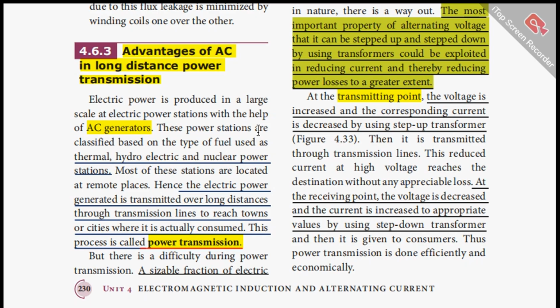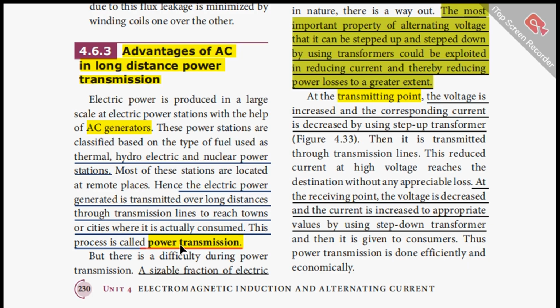Now let us see the advantages of the alternating current that is used in long distance power transmission. Electric power is produced on a large scale at electric power stations with the help of AC generators. These power stations are classified based on the type of fuel used as thermal, hydroelectric, and nuclear power stations. Most of these stations are located at remote places. Hence, the electric power which is generated is transmitted over long distances through transmission lines to reach towns or cities where it is actually consumed.